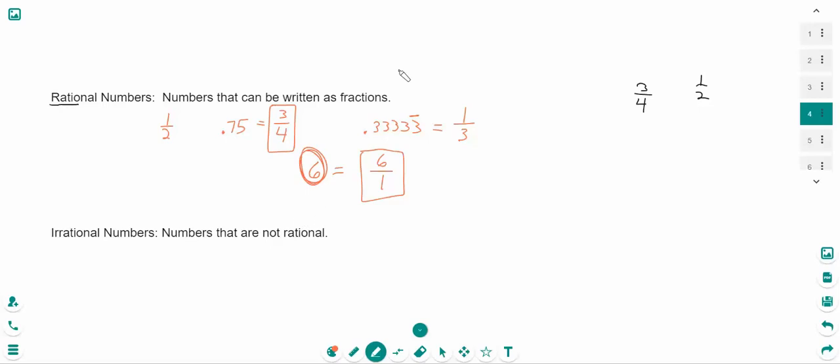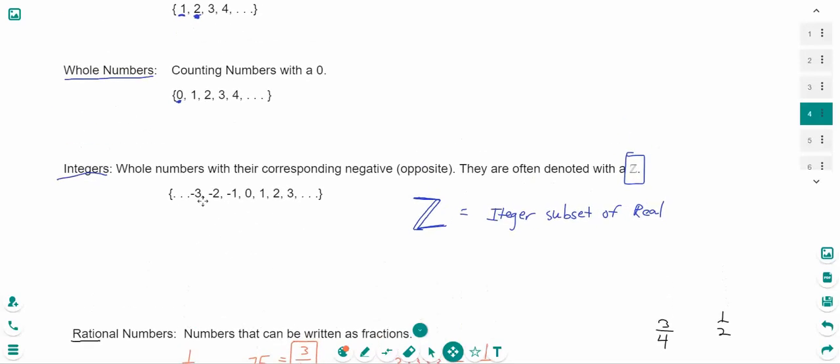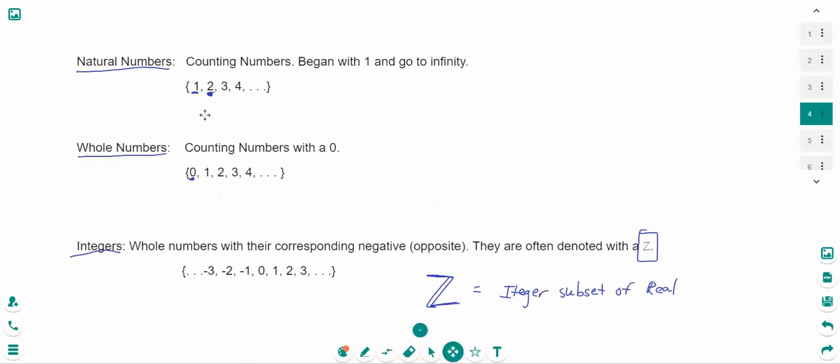Okay? And if I go back up to my list here, we can say that all of these numbers that we've seen so far, all of the integers, could be written as fractions. They're just whole numbers. I could easily write those as fractions. All of the whole numbers could be written as fractions. All of the natural numbers could be written as fractions.